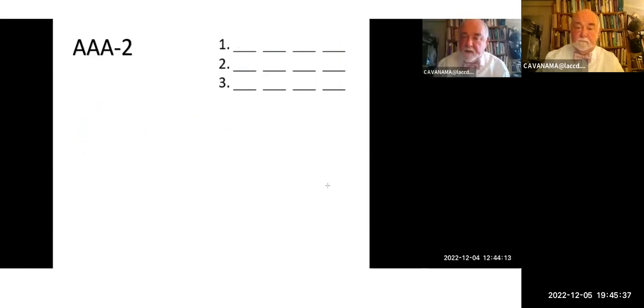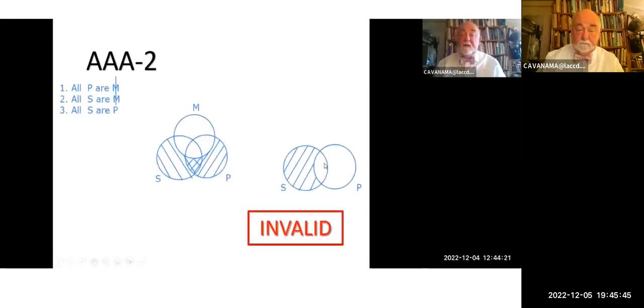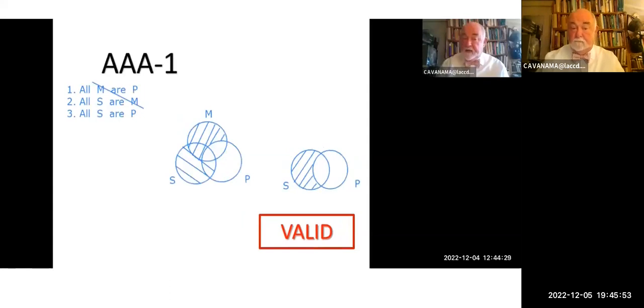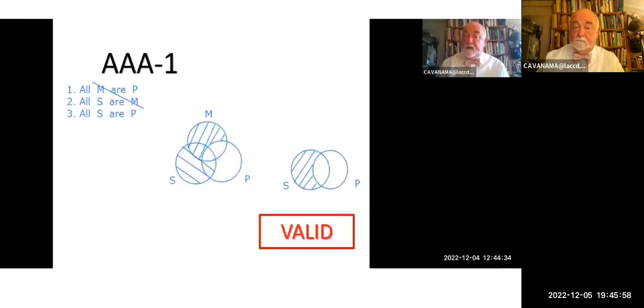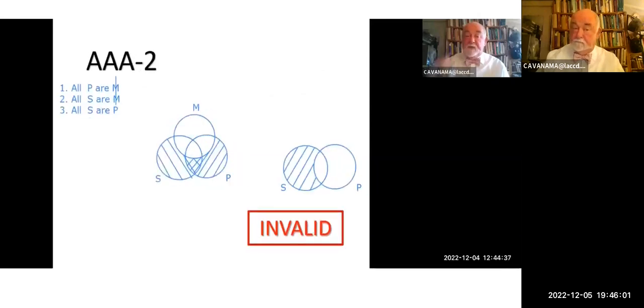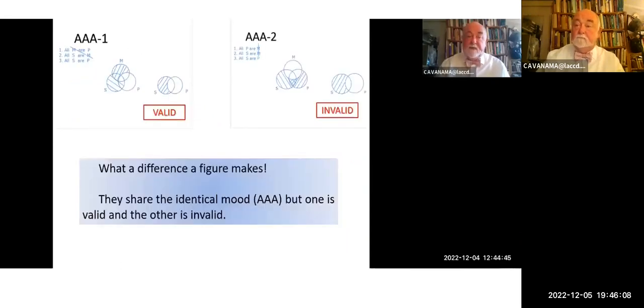Clear. And so, this is what we got again. See how the difference is here. In the AAA2, the M's line up in slot 2, whereas in the previous one, they lined up in slot 1. That makes all the difference in the world. See, those diagrams match in AAA1, Barbara, but those diagrams do not correspond in the appropriate way in the AAA2. What a difference a figure makes. They share the identical mood, AAA, but one is valid and the other is invalid.